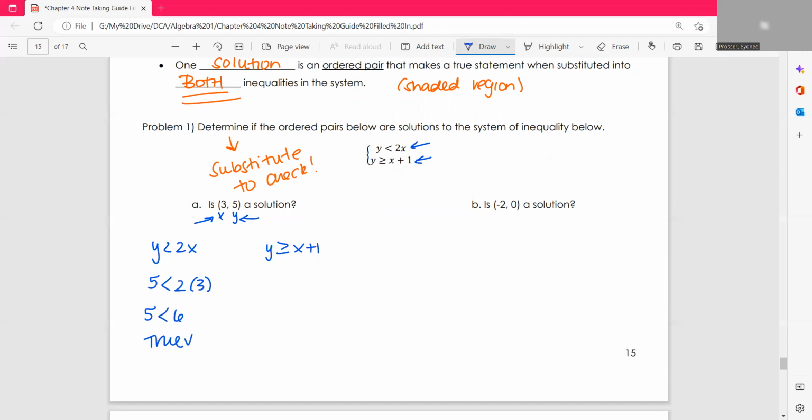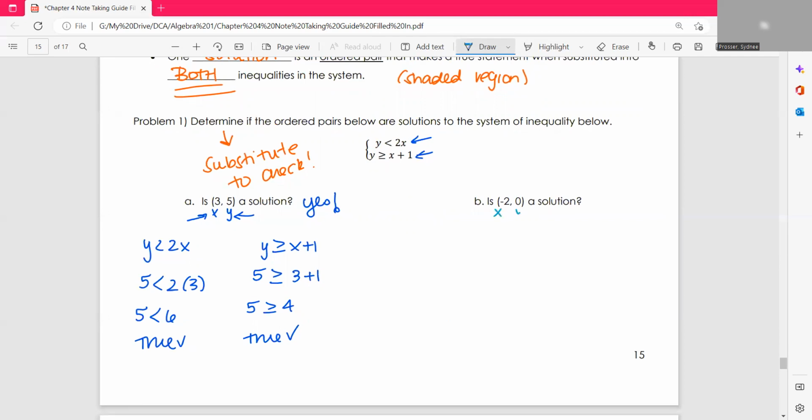Now I've got y, which is 5, has to be greater than or equal to x, which is 3, plus 1. And I've got 5 is greater than or equal to 3 plus 1, which is 4. Well, that's true again. So we can say yes, since they're both true. Now let's check this next one. We've got (-2, 0), again my x, comma, my y, and we're going to substitute it into both of these inequalities in the system.